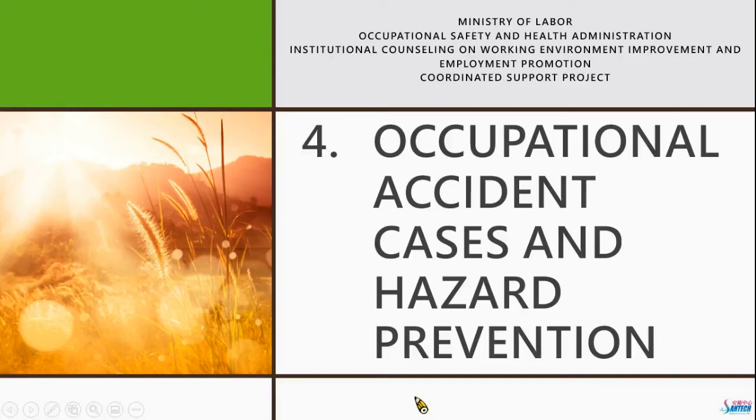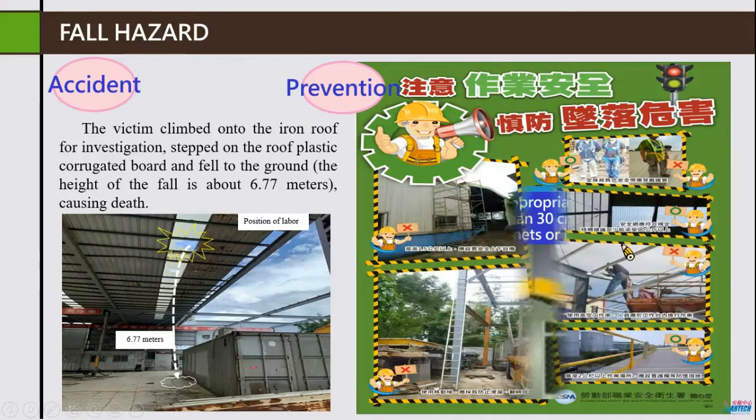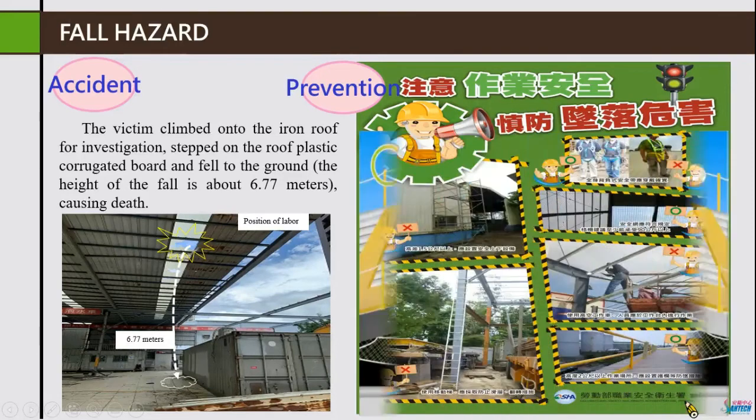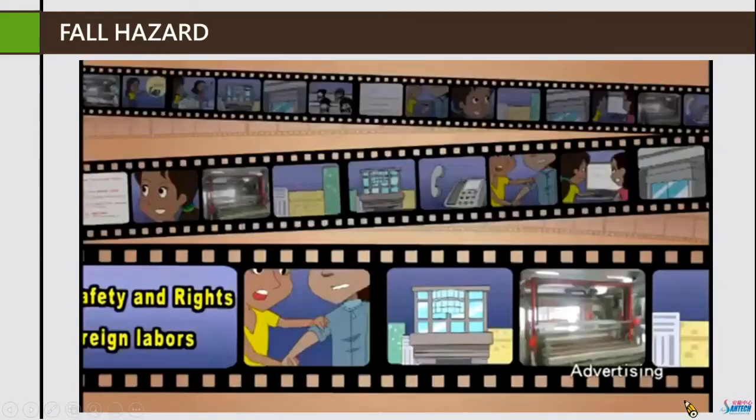4. Occupational accident cases and hazard prevention. For hazard prevention, use a footboard with appropriate strength and a width of more than 30 cm, or install safety nets or barriers. Safety equipment is required for heights over 1.5 meters and guardrails are required for places higher than 2 meters. Workers should always wear helmets and hook their safety belt. This is a video for hazard.